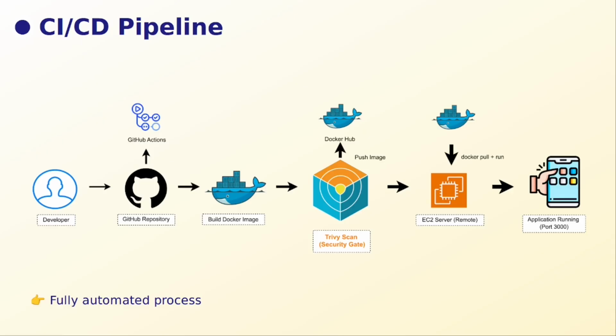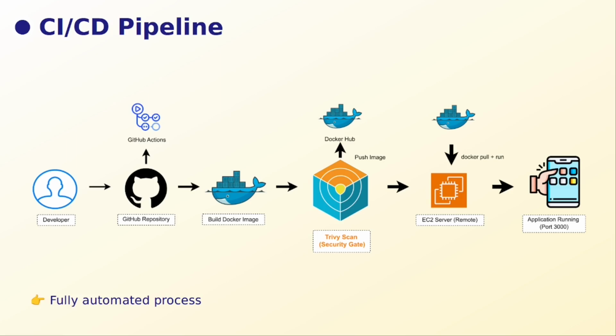CI/CD pipeline steps. Now let's walk through the CI/CD pipeline. Everything starts when a developer pushes code to GitHub. Step 1, the pipeline checks out the source code. Step 2, it builds the Docker image using the Dockerfile. Step 3, it installs Trivy, the security scanning tool. Step 4, it scans the Docker image for vulnerabilities.